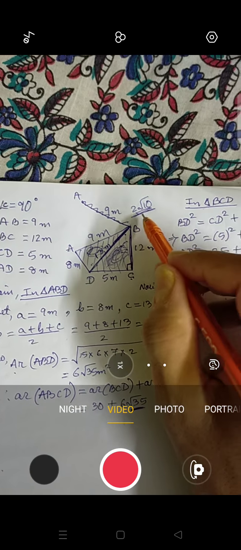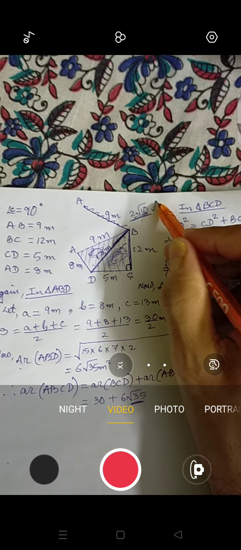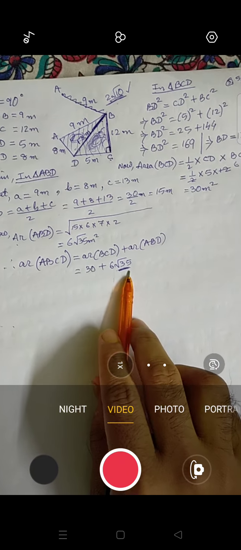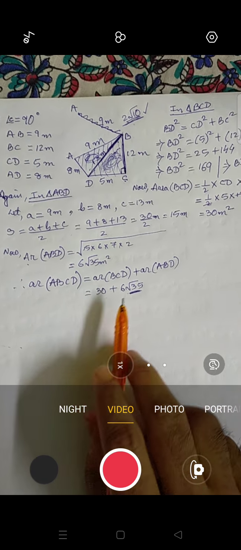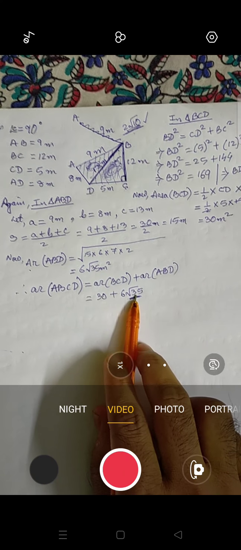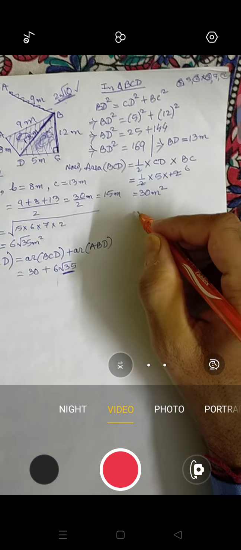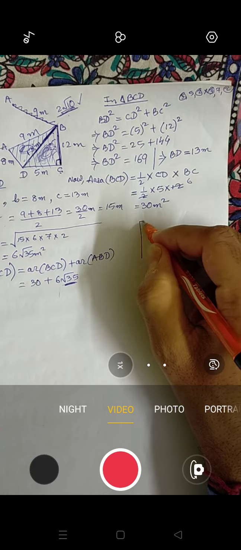So this is a single answer, that means we can keep our answer that way also, no problem. But here you are having two different numbers. So this should be added and should be kept together. So we will find the value of root 35 by the long division method that you have studied in class 8.